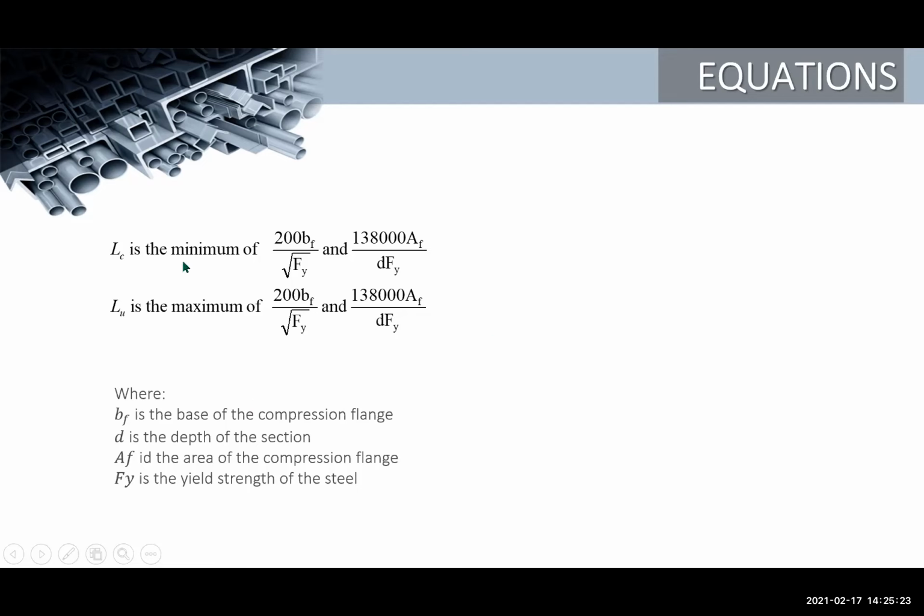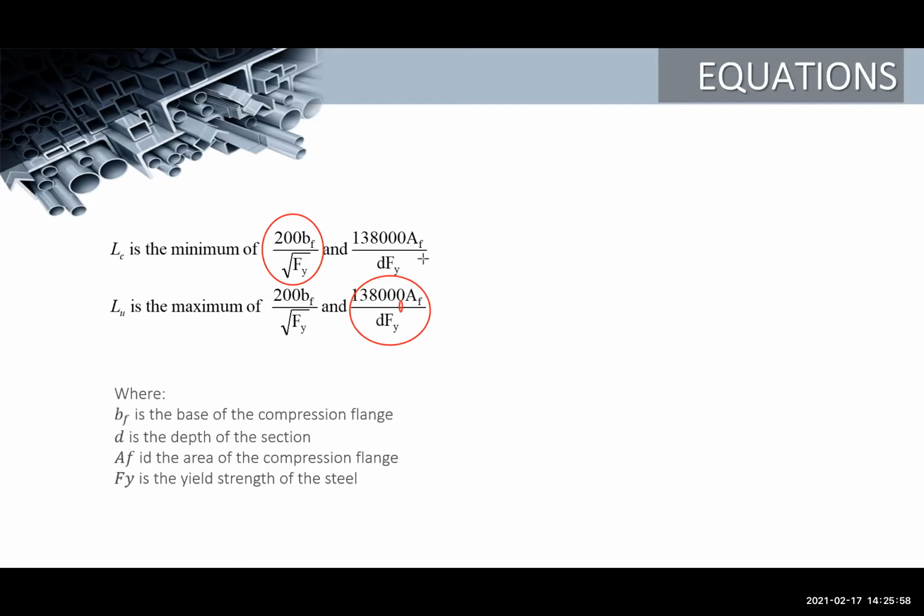So, ito, LC is the minimum of these two equations. LU is the maximum. Pero pinaka-common naman, I think, hindi naman nagbabago. Ang LC dyan is ito kasi ito yung mas maliit din sa dalawa. And ang LU natin is ito. Now, BF, ulitin ko, that is the width of the flange. Ang FY is your yield stress. Most of the time, this is given and this varies depending on the type of steel. Pinaka-common is A36 steel, so 248 MPa.